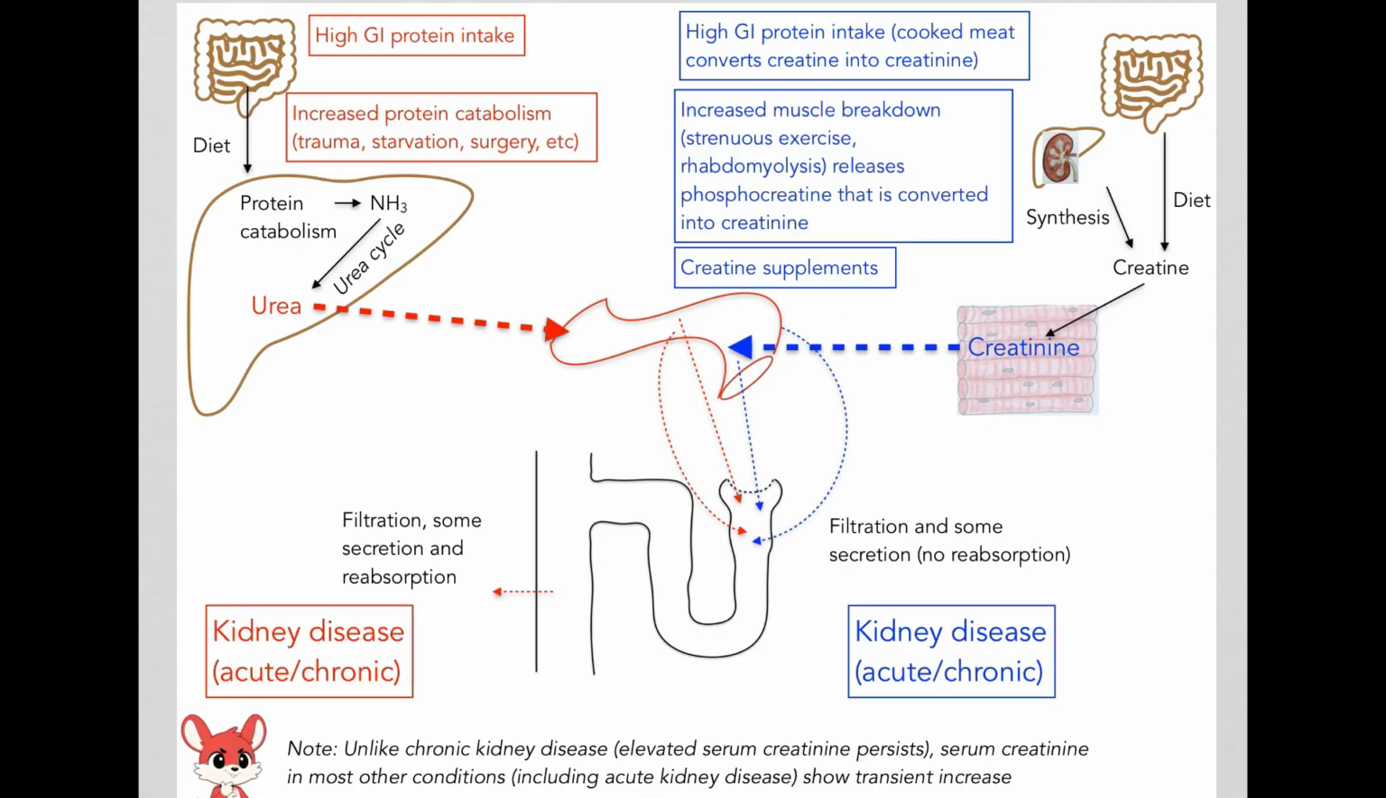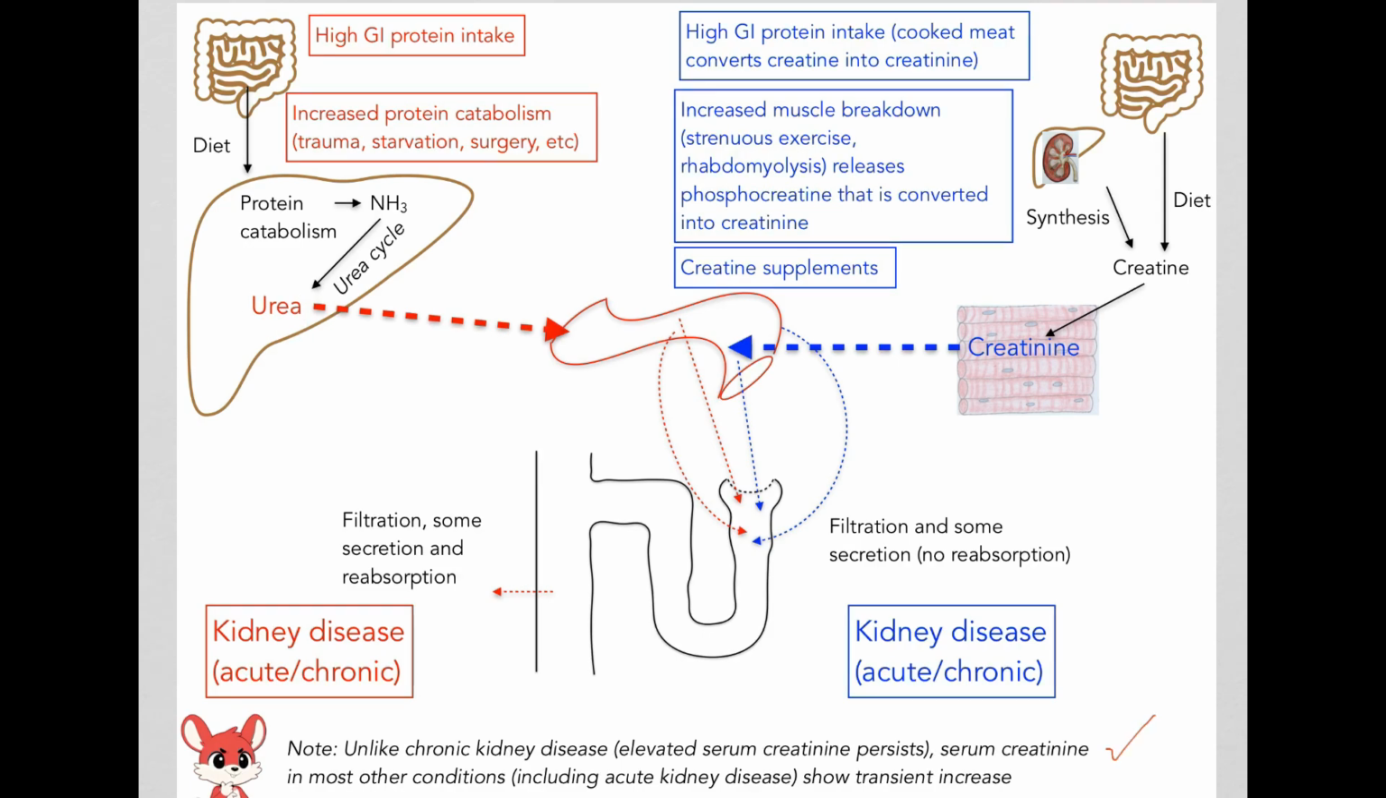In case of urea, just to remind you, high GI protein intake can increase BUN, as well as any condition that increases protein catabolism, such as trauma, starvation, surgery, and so on. All that can increase your BUN.